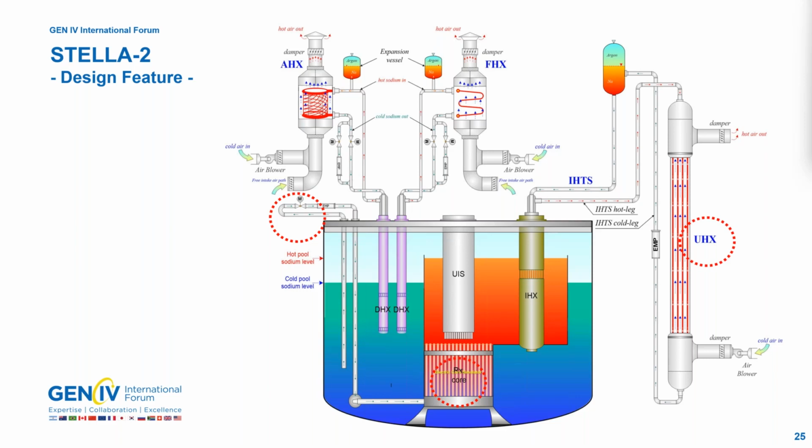Core, of course, is replaced by an electric heater. And another difference is that the steam generator is replaced by a sodium to air heat exchanger. And lastly, the mechanical pump is replaced by a pump simulation loop. Let me go into them one by one. Next slide, please.